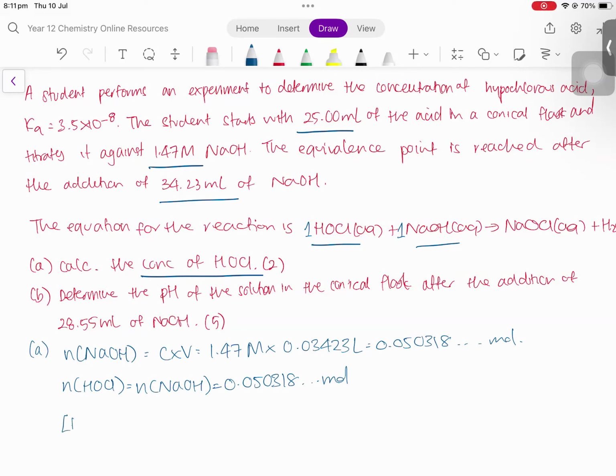We just go straight to concentration. Your equation for concentration is n over V, 0.050318 mole. And then now, whenever you're subbing in numbers into an equation, it has to be for the same chemical. So if you want the concentration of HOCl, you sub in the moles of HOCl, you sub in the volume of HOCl, which isn't the 34 that we've already used, it's the 25 now. So 0.025 liters for your denominator. What do you get for concentration?